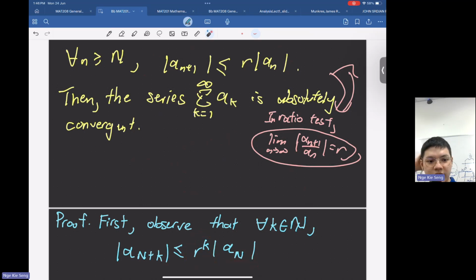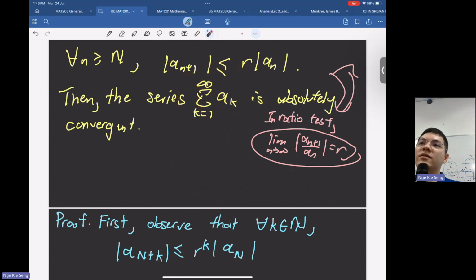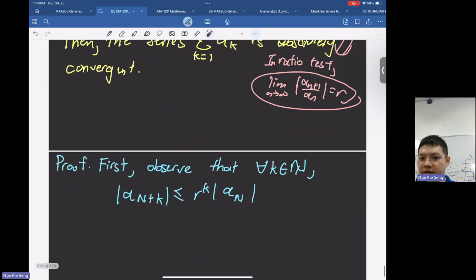So how is this useful here? Remember, what's our job? We want to show that this infinite series is absolutely convergent. So what is the partial sum we need to look at here?